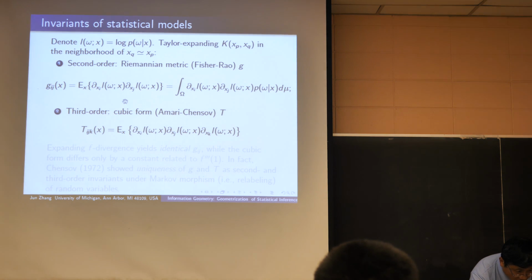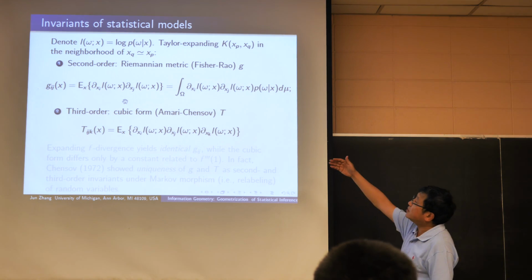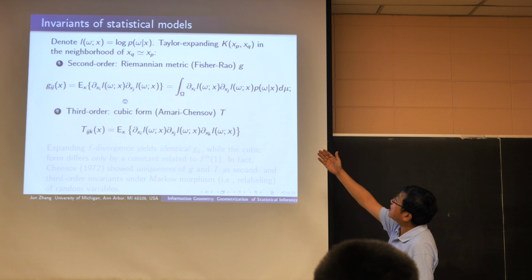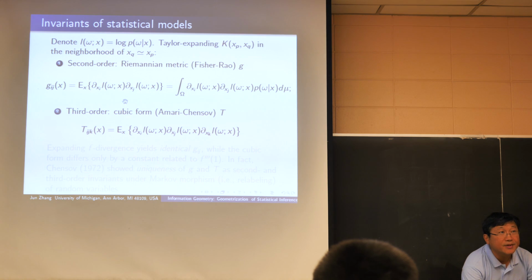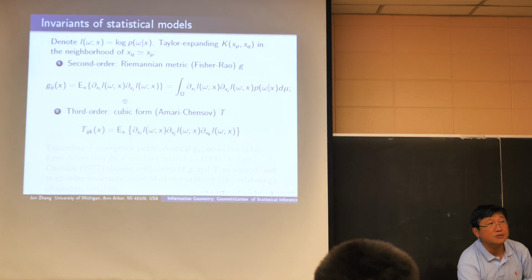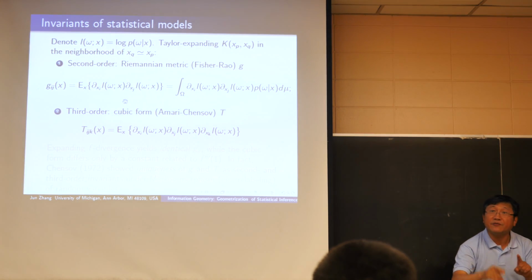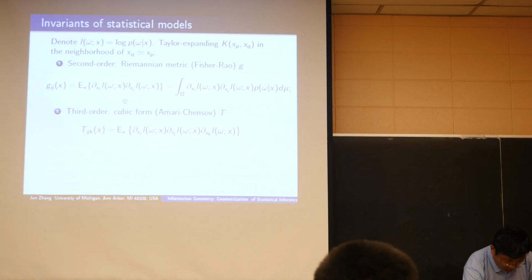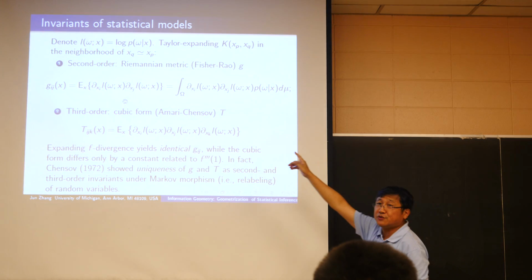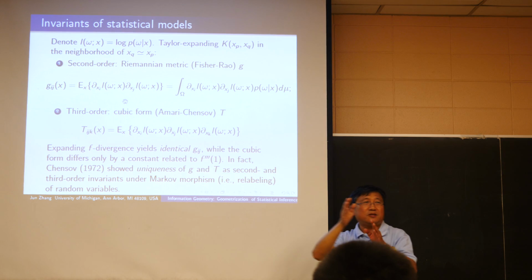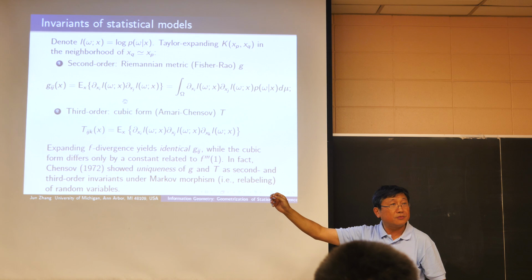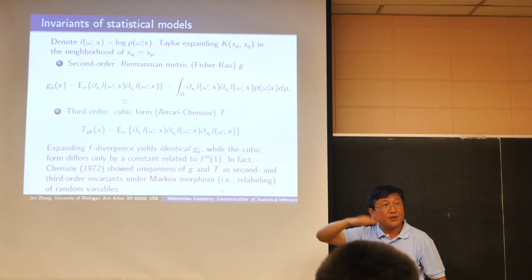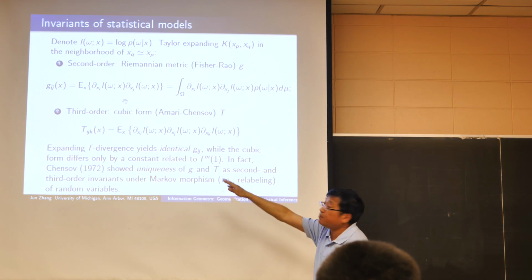Now, what's interesting? You think, okay, let's expand KL divergence. You get these things. So what's the big deal? The big deal is that when you expand f-divergence, where you remember f is an arbitrary convex function, you get identical Fisher information. By identical, I mean it differs by a constant. And you get an identical third order expansion. They only differ by a constant.